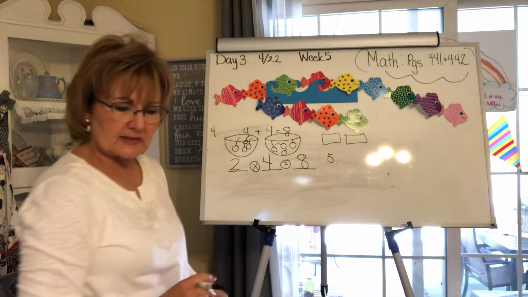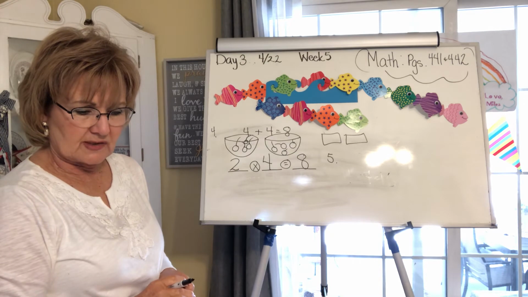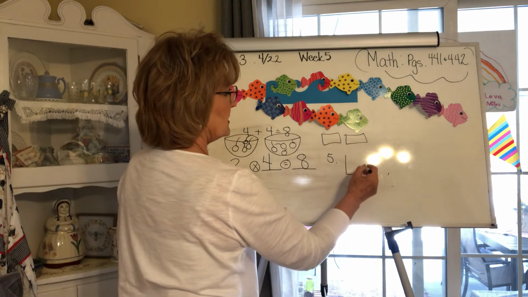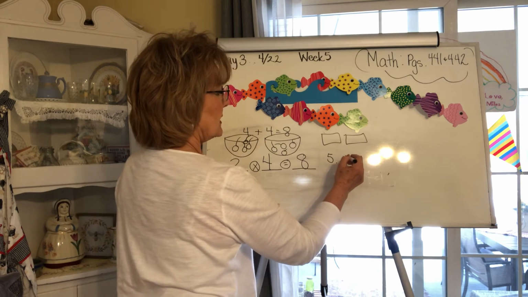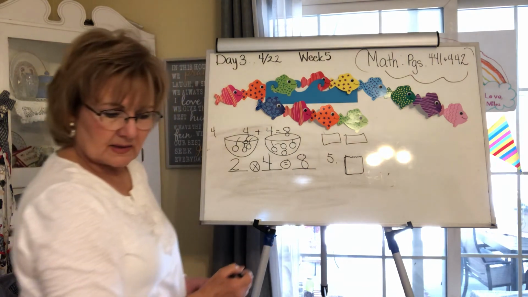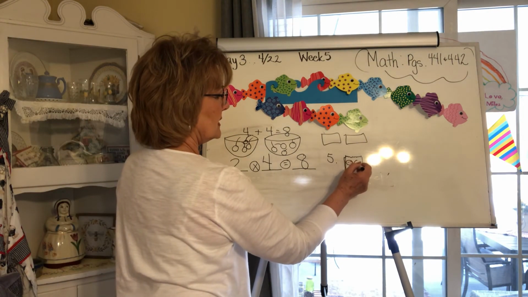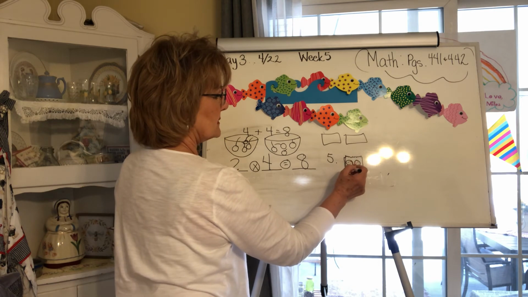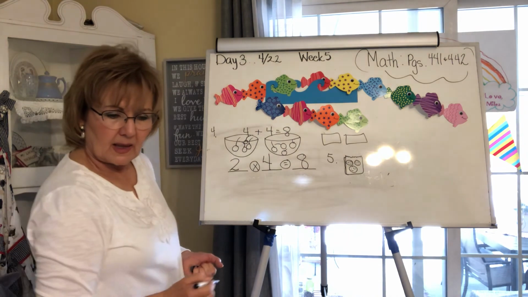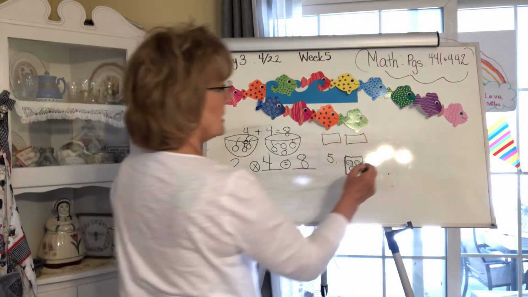Number 5 says, Nina has 3 oranges in a bag. She has 1 orange on the table. Let's draw a picture. So here is a little bag, and she has 3 oranges in that bag. I like to look a little realistic. Actually, that looks like a mask. And she has 1 orange on a table.